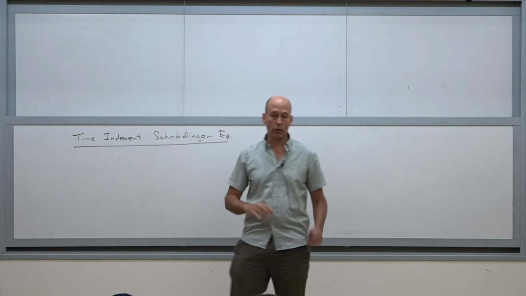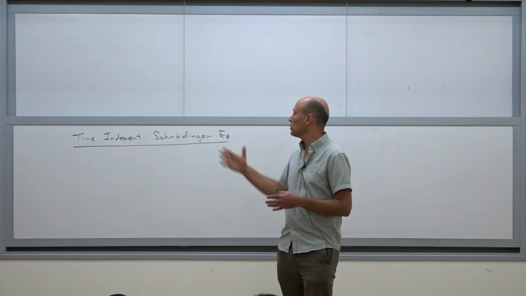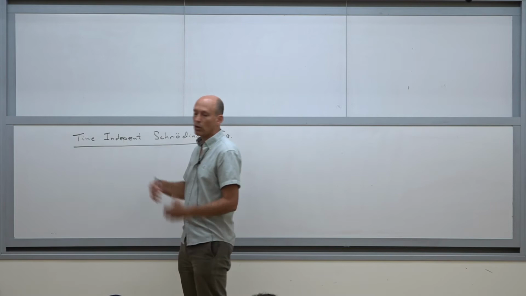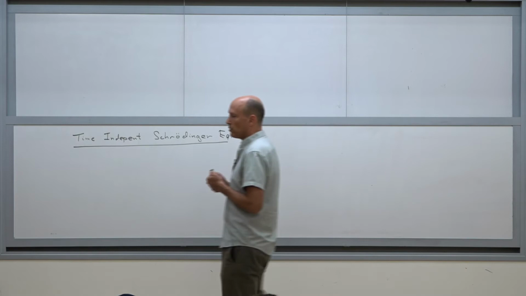Now, these two equations are related to one another. If you know the solution of the time-independent Schrödinger equation, you know the solution of the time-dependent Schrödinger equation, and this is how we will proceed. We will show the connections between the two. But my bottom line is that we are now starting to really see the quantum.